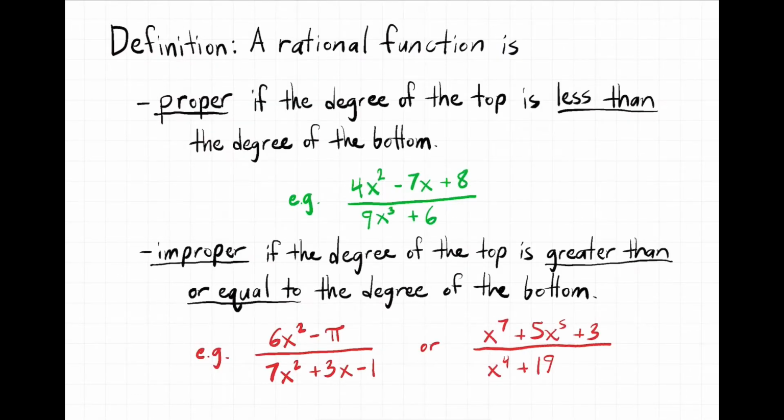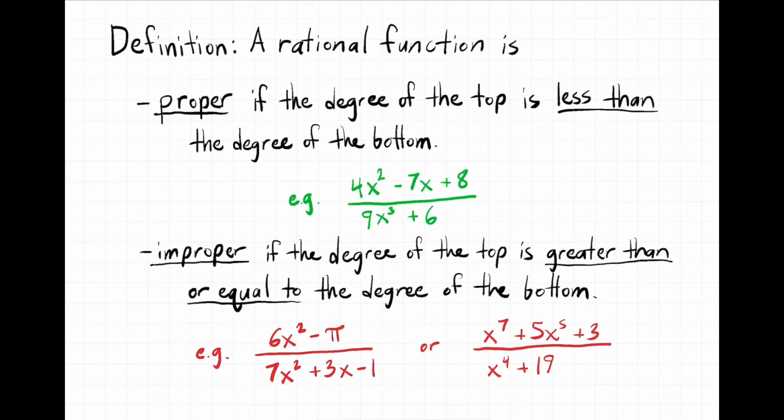A rational function is considered a proper rational function if the degree of the polynomial on top is less than the degree on the bottom. So for example, we could have 4x squared minus 7x plus 8 over 9x cubed plus 6. The polynomial on top has degree 2, the one on the bottom has degree 3. So the top has a lower degree than the bottom. That is a proper rational function.